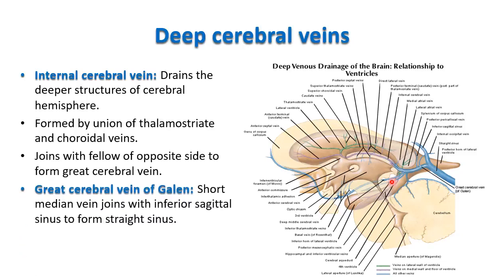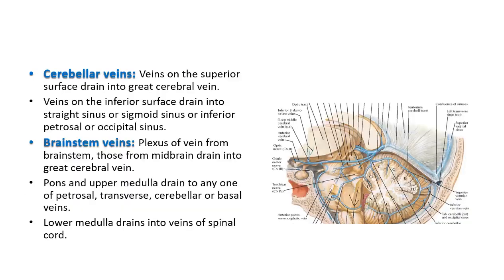The short median vein joins with the inferior sagittal sinus and forms the straight sinus. So the great cerebral vein joining with the inferior sagittal sinus forms the straight sinus. Then you have cerebellar veins, mainly veins on the superior surface and also veins on the inferior surface. The superior surface again drains into the great cerebral vein, and the inferior surface into the straight or sigmoid sinus.